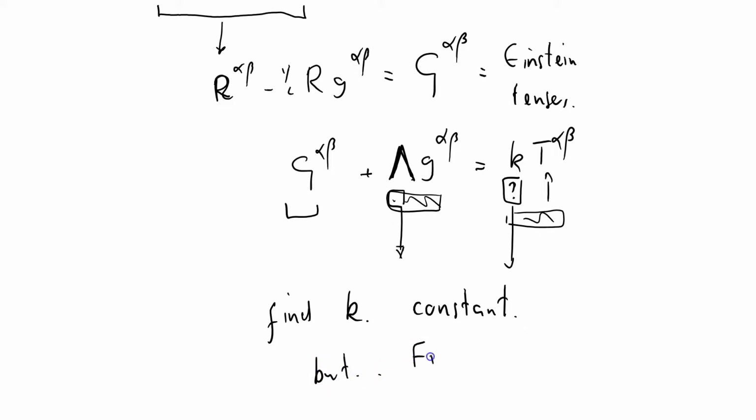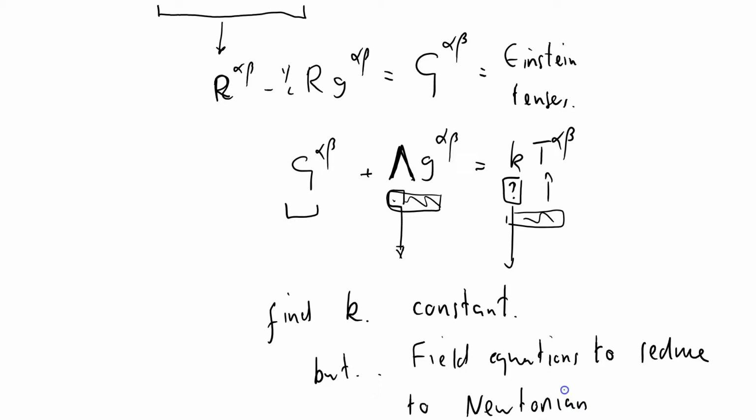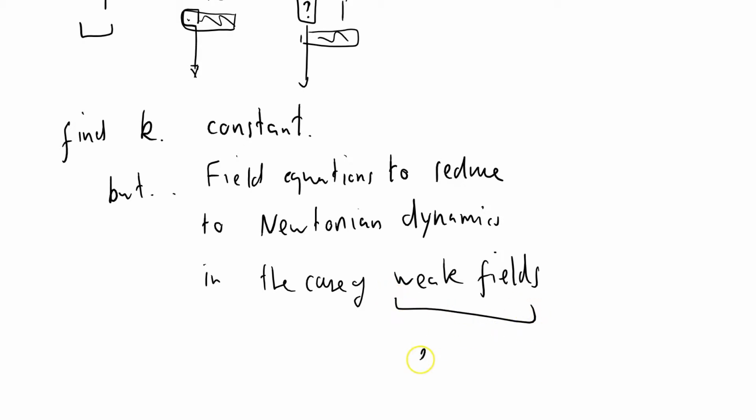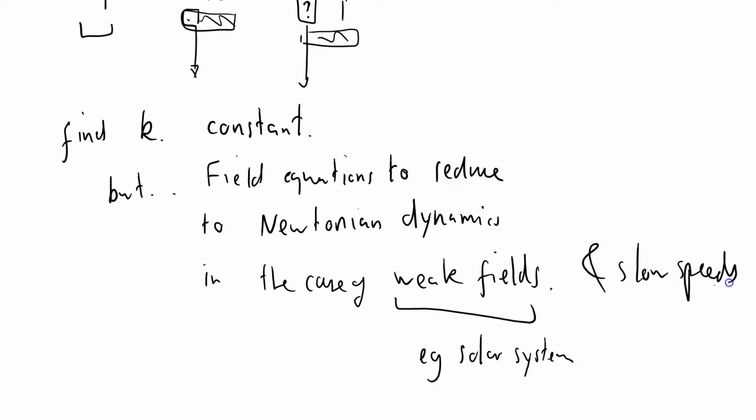But I want the field equations here to reduce to Newtonian dynamics. And when I say reduce to Newtonian dynamics, in the case of weak fields, so we've got no neutron stars, no black holes, so e.g. the solar system, and slow speeds, slow compared to the speed of light, much, much less than the speed of light.